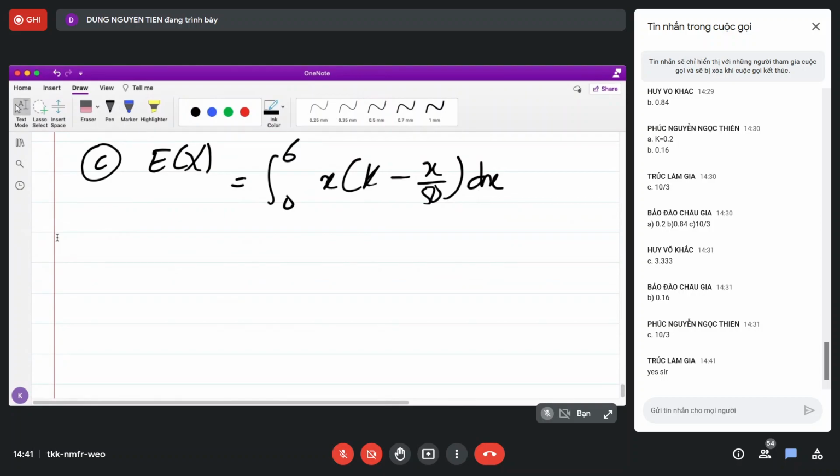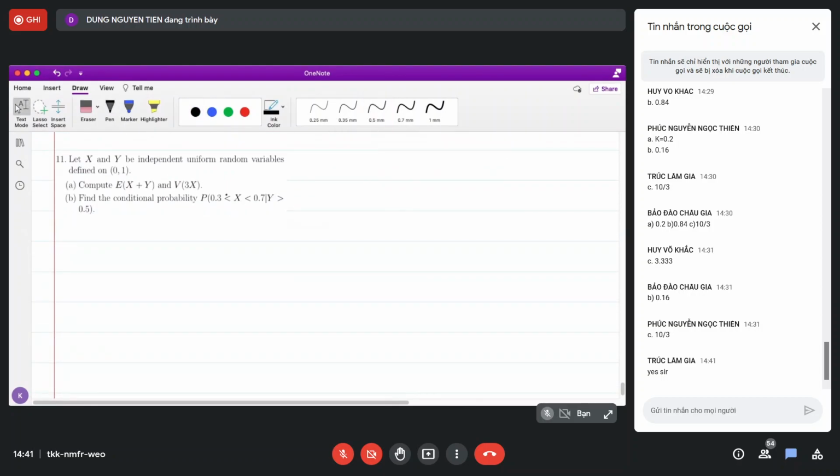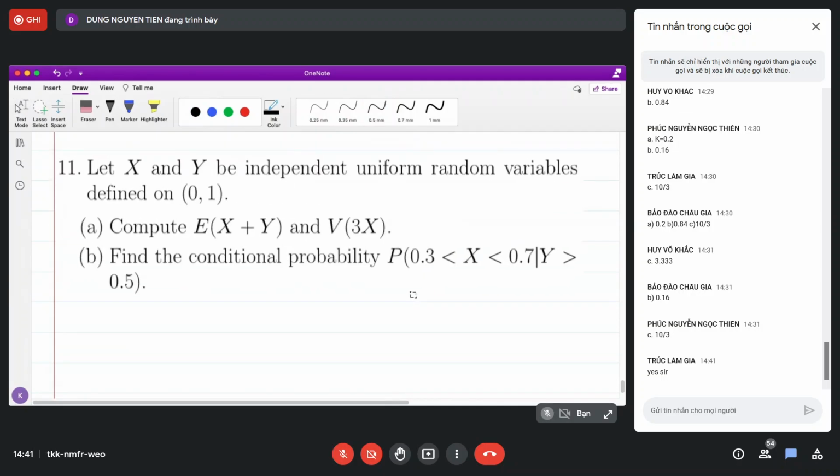Okay, let's try the next example. Suppose that x and y are independent, and they follow a uniform distribution on the interval (0, 1). Compute the mean of x plus y and the variance of 3x. Find the conditional probability that x is between 0.3 and 0.7, given that y is more than 0.5.